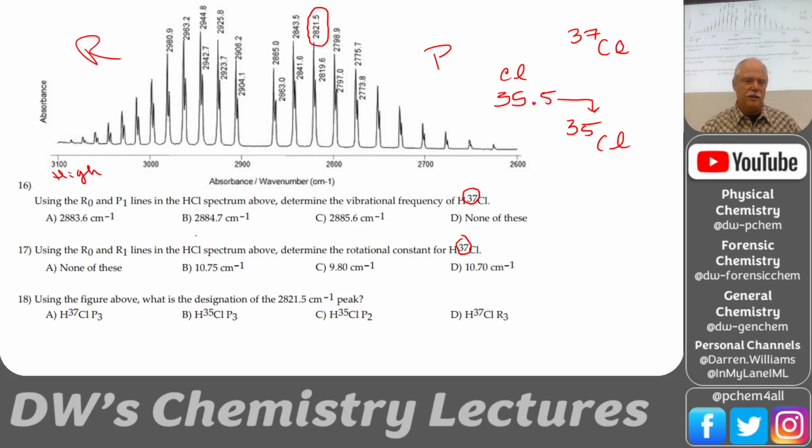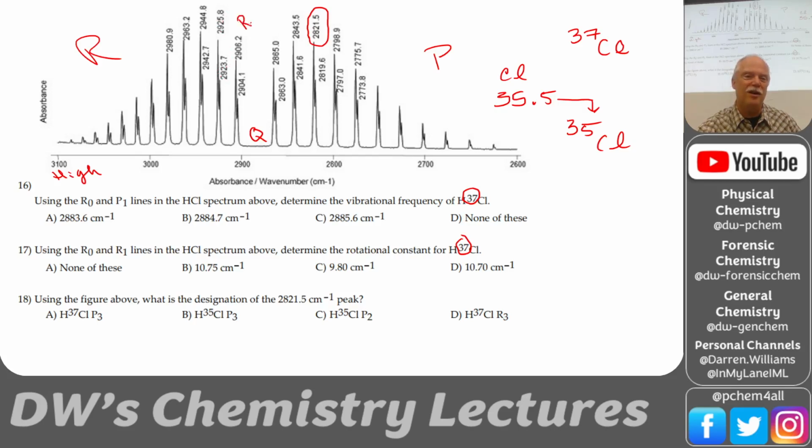So let's look at this. Use the figure above. What's the designation of this 2821 peak? So we know the R branch and the P branch. What are the first two peaks closest to the missing Q branch? R1 and P0. You got it backwards. What? I do? Yeah, it's R0 and P1.